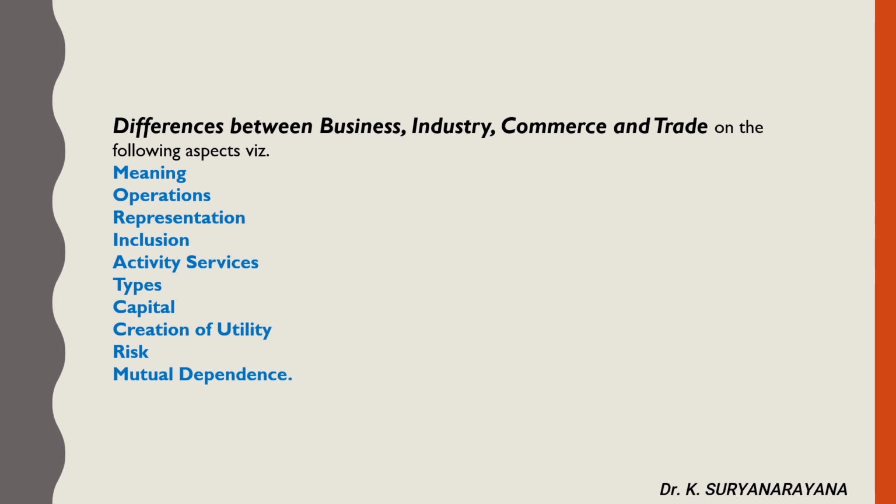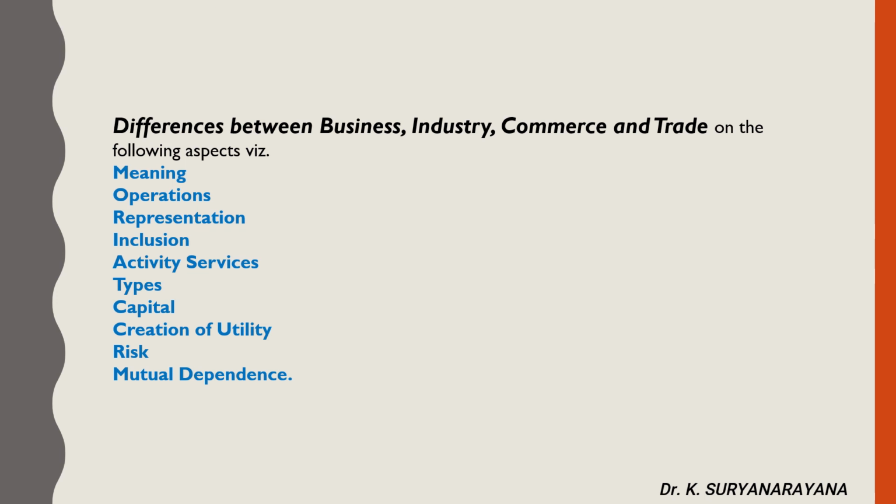Inclusion: business includes producing, buying, selling, and earning profits. Industry includes conversion of raw material to finished goods. And commerce includes trade and aids to trade. Trade includes exchange of goods and services. Coming to the activity, business is an economic activity, whereas industries produce goods and services, and commerce distributes goods and services, and trade means buying and selling of goods. Types: business comprises both commerce and trade. Industry consists of primary, secondary, and service industries. Commerce has trade and aids to trade. And in trade, we have home trade and foreign trade.